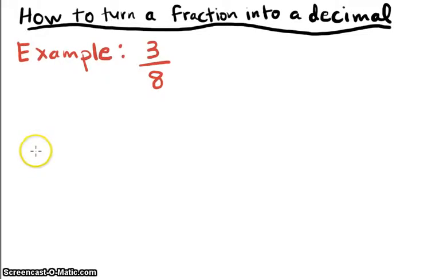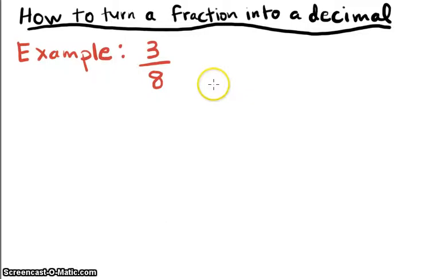We are going to discuss how to turn a fraction into a decimal. And I'm going to explain how through solving an example. The fraction that we begin with here is 3/8, or 3 divided by 8. Remember that 3 is the numerator and 8 is the denominator. The numerator is on the top and the denominator is on the bottom.